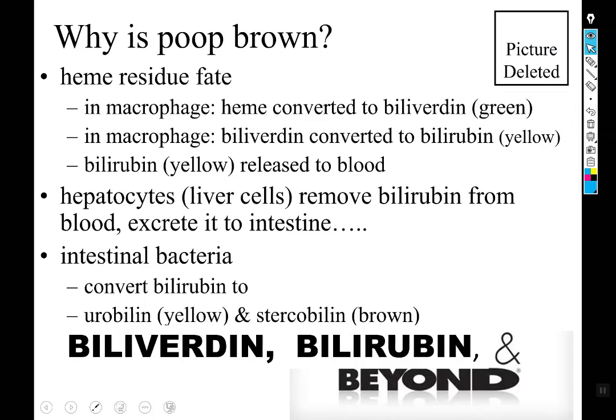So, why is poop brown? Do you have children? Have they ever asked you this? It's a good question. If you didn't already know, now you can answer. You may have thought, well, it's brown because it's brown. It's poop, right? Wrong. It's because of blood.